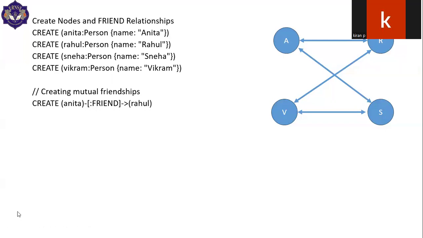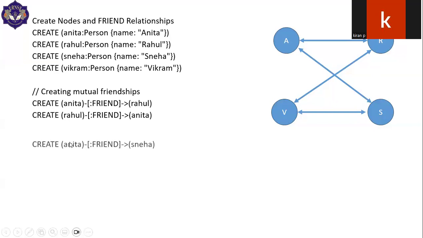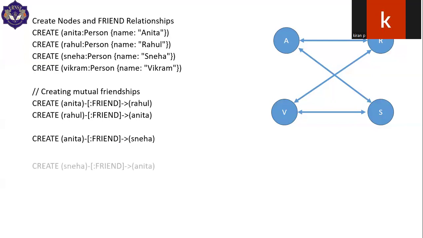So this is what we are representing. I'm saying friend, so hyphen, friend. This becomes the relationship. Because I said both the sides I should create, both the sides I should create. So I'll be creating similarly for Anita also.